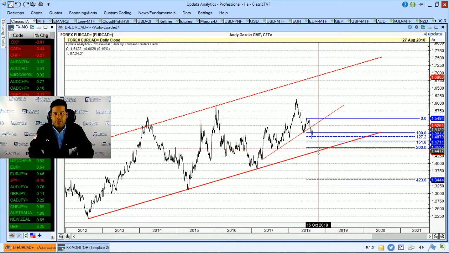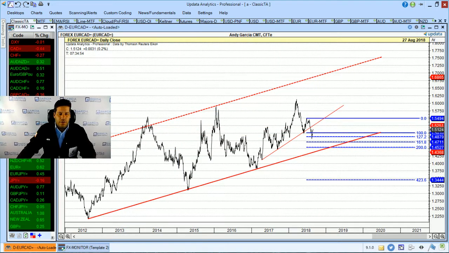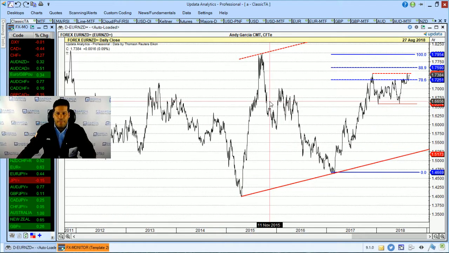Right now, we're still in the middle of this whole entire channel, so I'm not really excited about getting active here. If you're looking to scalp this market, that's one thing, but I think that there are better opportunities out there to wait for in terms of getting positioned for a big move.